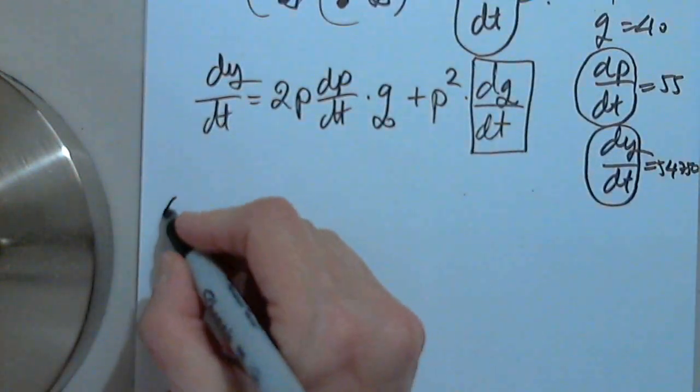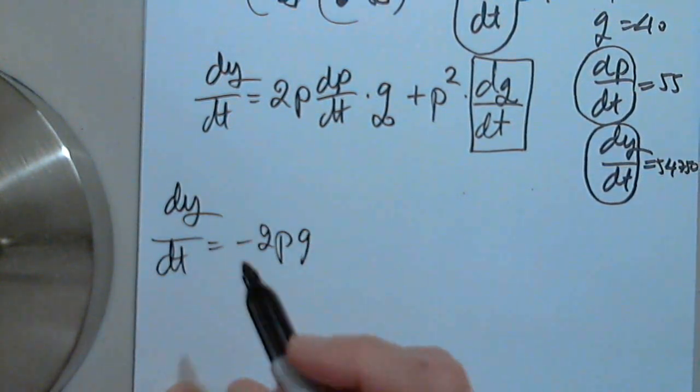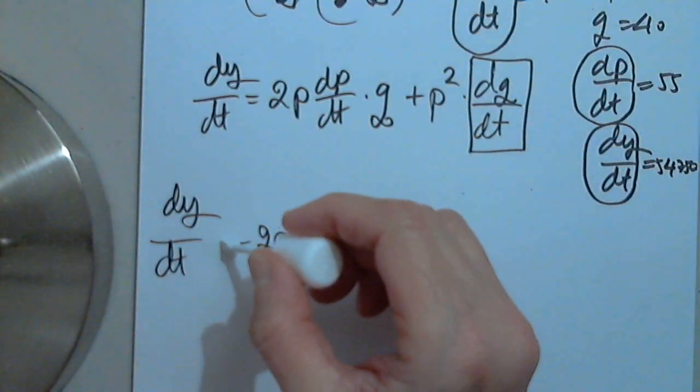First, I will move. So dy over dt equals -2. I didn't mean to put the equal symbol. Minus 2pq dp over dt. This has no place there.